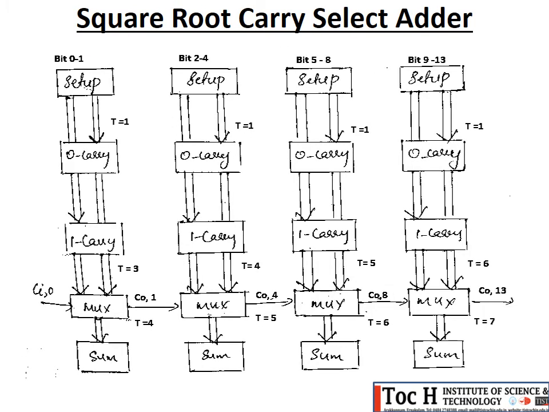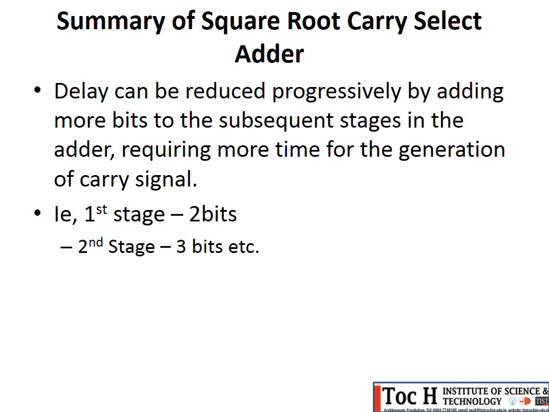I hope all of you understood the key difference between the linear carry select adder and the square root carry select adder. The summary of the square root carry select adder: the delay can be reduced progressively by adding more bits to the subsequent stages in the adder, requiring more time for the generation of carry signal, thereby avoiding the waiting time period for each stage. So we have allotted for the first stage 2 bits, the second stage 3 bits, third stage 4 bits, fourth stage 5 bits, then fifth stage 6 bits, etc.